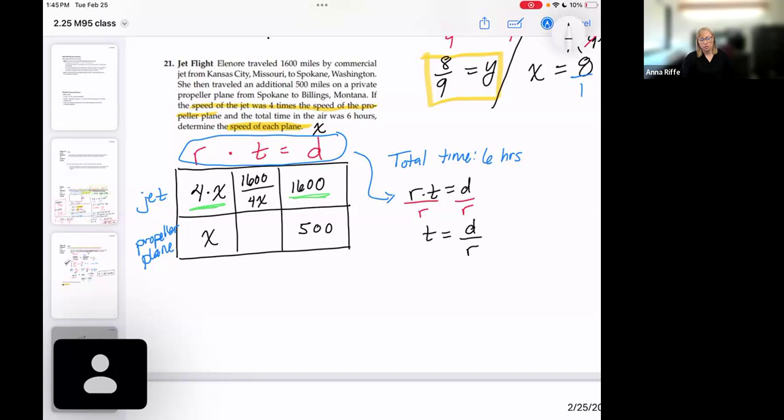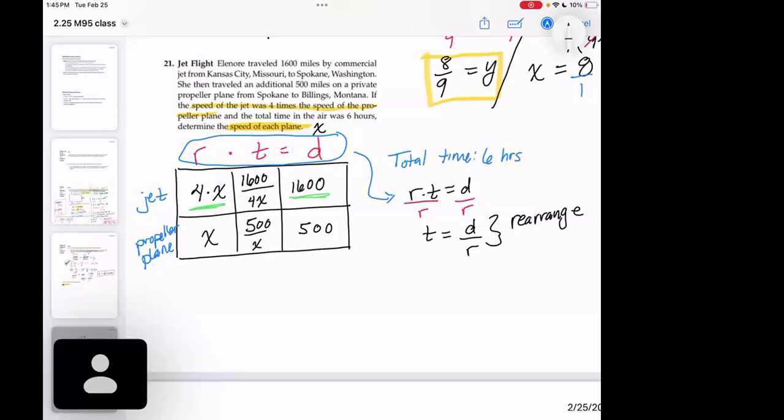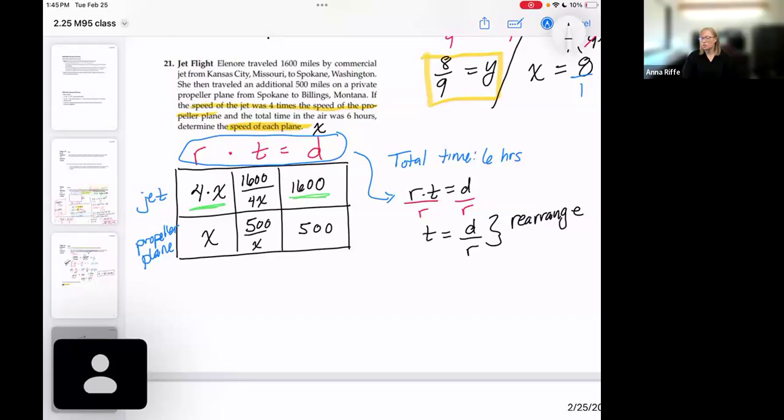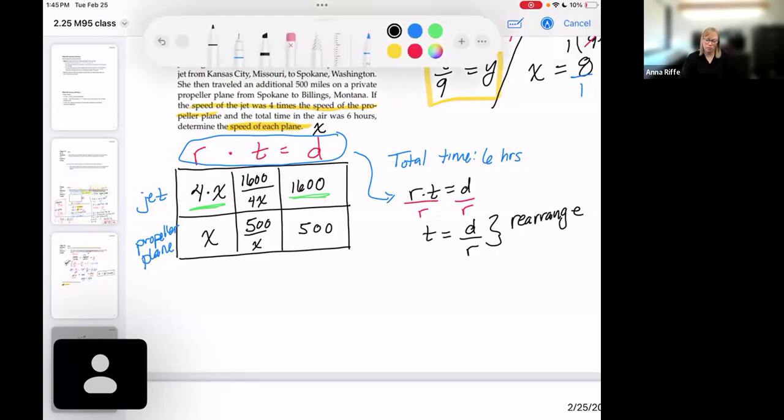Sometimes you'll have to rearrange it. So that's what I did here. I'm rearranging it. But it comes from that same basic formula. Let's see, where was I? Oh yeah, propeller plane. We can also take the distance, divide that by the rate. And that's just so I don't have to create another variable. I already created a variable for the rate because that's what I'm being asked to find. Not really being asked to find time. So I'm going to try to avoid creating another type of variable for that. Just going to use the relationships that I have.